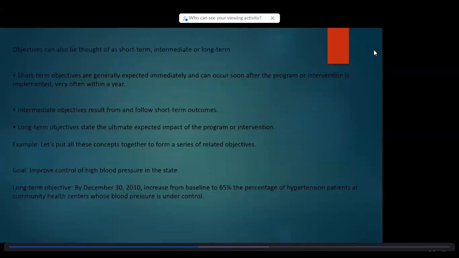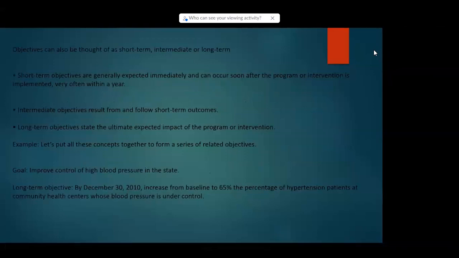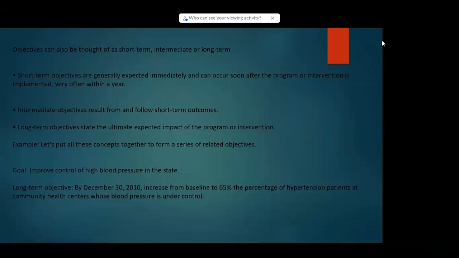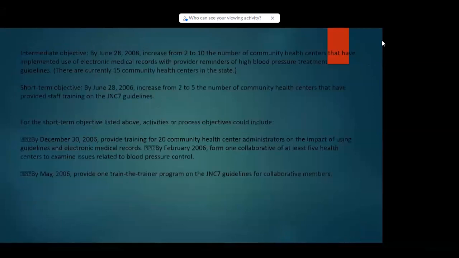Okay, let's continue on. We don't have to go all through this right here. You can look at this at your leisure. But you should know that there are three types of objectives. One is short term. The next is your immediate objective. And then finally is your long term objective. Let's move on. That continues to break down what immediate and short-term objectives are, and you can read this at your leisure.